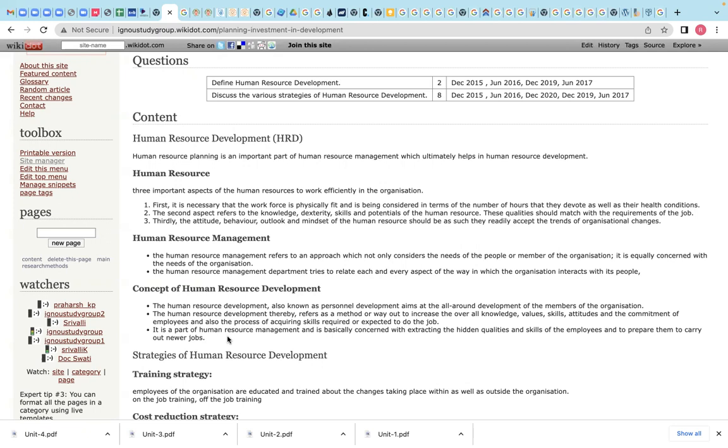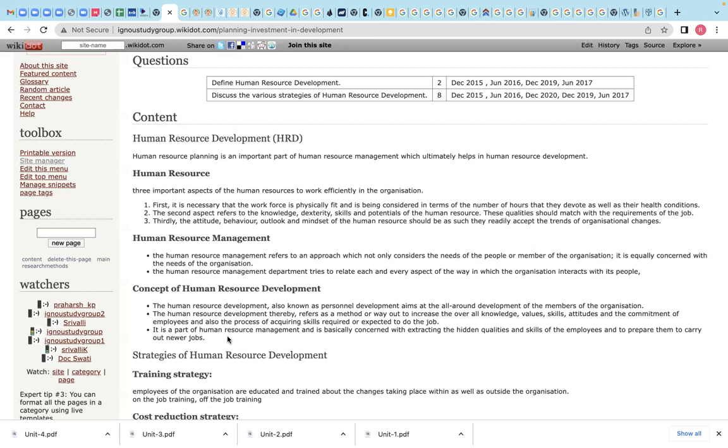So all three aspects are very specific to human resources. First is being physically competent. Second, they are competent knowledge-wise. Third is their attitude and other things, which are also competent, right?